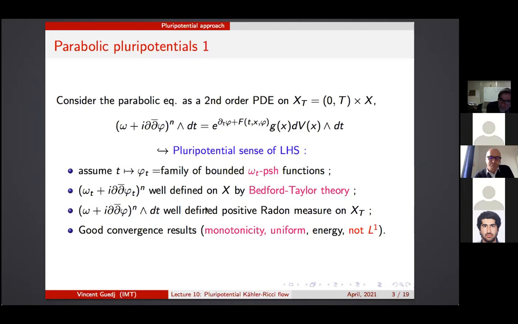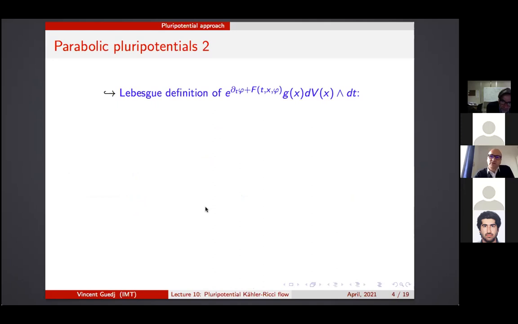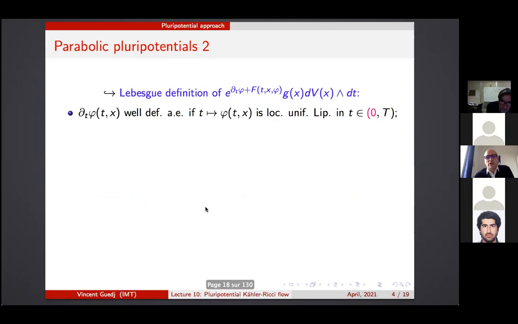What about the right-hand side? So here is the point of view that we would like to consider in order to have a well-defined right-hand side. So we are going to adopt a Lebesgue point of view, if you like. We will try and make sure that the dependence in time is locally uniformly Lipschitz, at least away from time zero. And that way, the time derivative of phi will be well defined almost everywhere, both in space and in time.